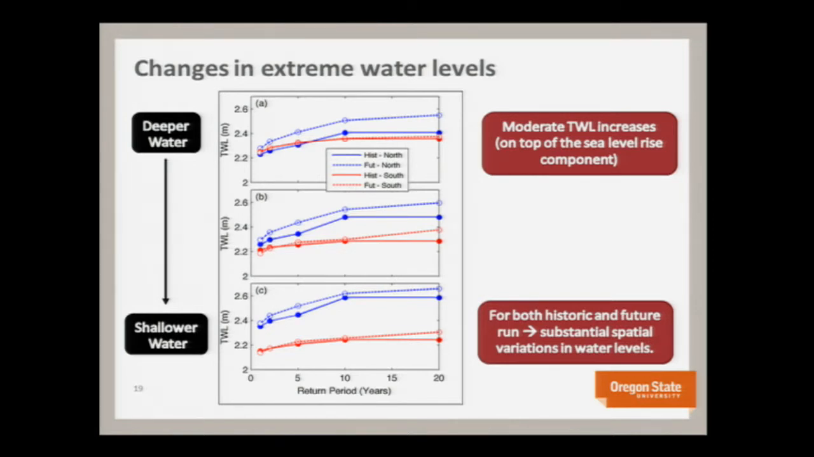Now, if we come up to the top panel here, let me draw your attention to the blue lines, which are the northern part of the bay. The solid line is basically the historic calculation of total water levels, and the dotted line is the future. And so what we see here is about a 20 centimeter increase in total water levels. Now that is riding on top of the sea level rise signal. So if you're interested in things from a flooding perspective, you have some sea level rise component, but now we have something else which comes from the physics inside the estuary, the nonlinear changes to the tides as the estuary deepens and so forth.